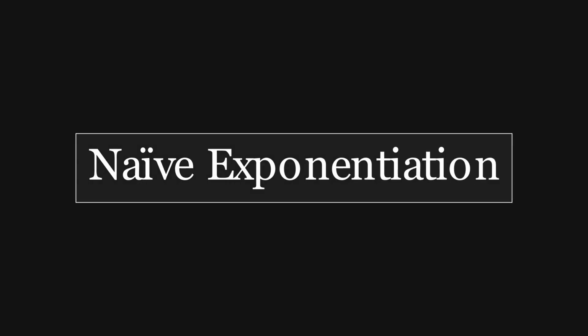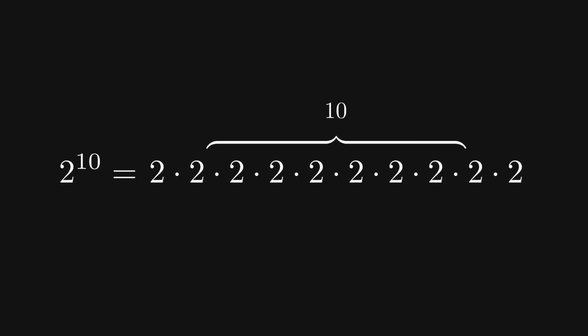At first glance, this might seem like the most efficient way to calculate powers, but actually, it's far from optimal. This method is called naive exponentiation for a reason. Let's take an example: raising 2 to the power of 10. That means performing 10 separate multiplications just to get 1024. More generally, for any exponent n, this approach requires n multiplications, which can quickly become inefficient for large numbers.